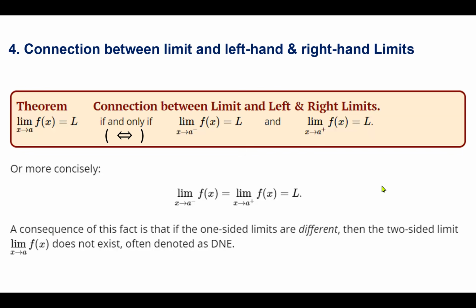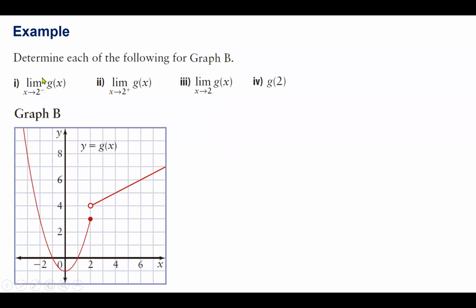All right, so let's have a look at an example here. Given the graph of a function, can you determine each of the following for graph B? 1, the limit of g(x) when x approaches 2 from the negative side. 2, the limit of g(x) when x approaches 2 from the positive side. 3, the limit of g(x) when x approaches 2, and the image of 2 under the function g. Okay, I'll give you 2 minutes to have a look at this question here.